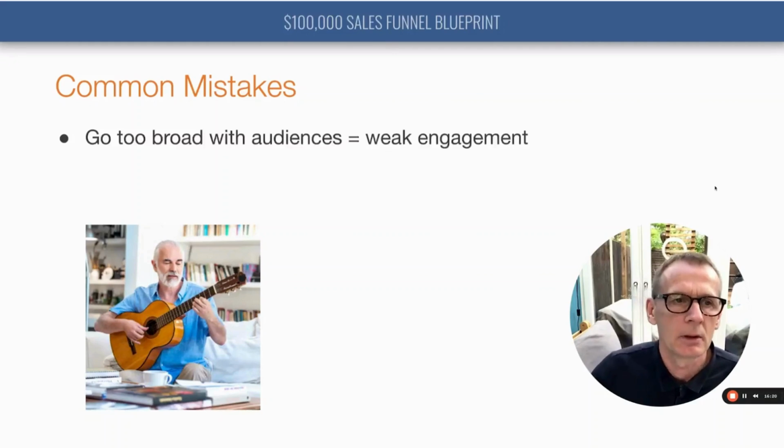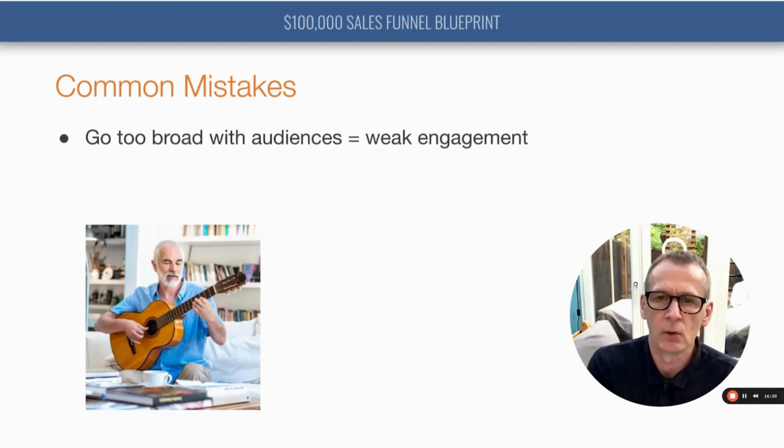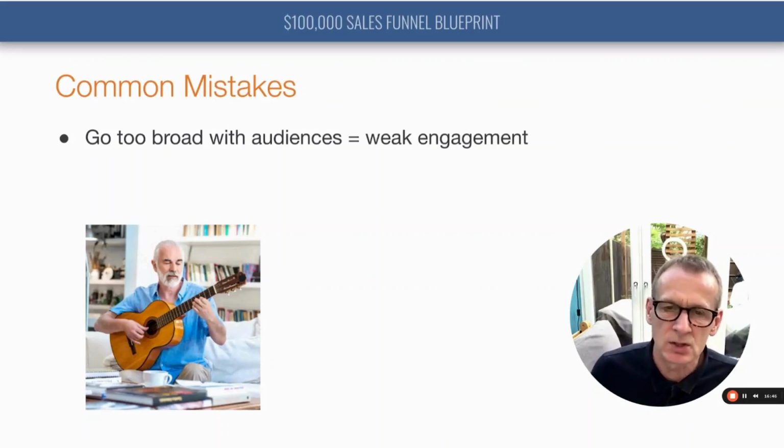So in common mistakes, with regards to the audience, people often go too broad. If I tried to target all guitarists of all ages, means that I can't get into that level of engagement, because I can't really talk to my hungry buyers, because the hungry buyers have got a very specific set of characteristics, which means that if I go too broad, my messages are too woolly because I'm trying to talk to everybody, and I'll get very weak engagement, which again won't drive traffic, won't drive conversions.